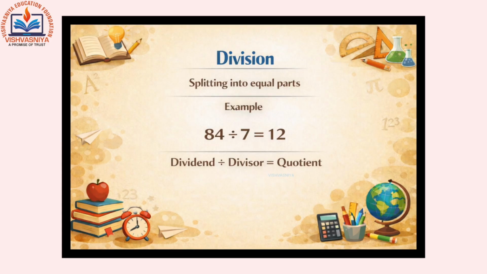Division is the process of splitting a number into equal parts. It also tells us how many times one number fits into another. For example, 84 divided by 7 equals 12.